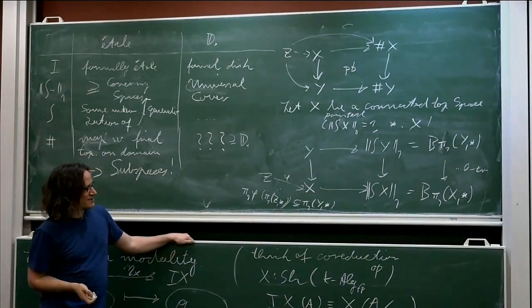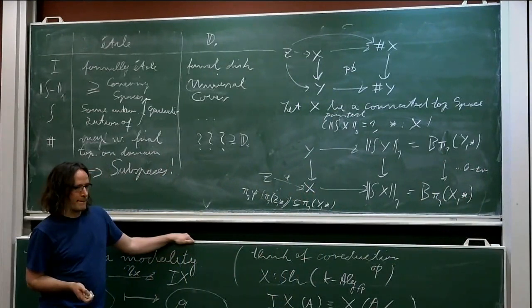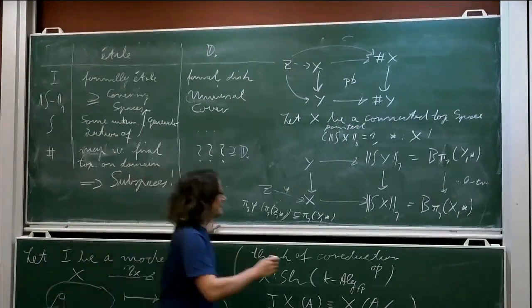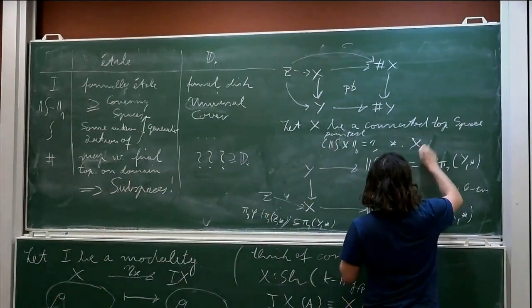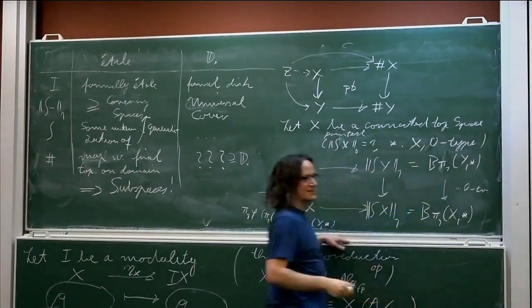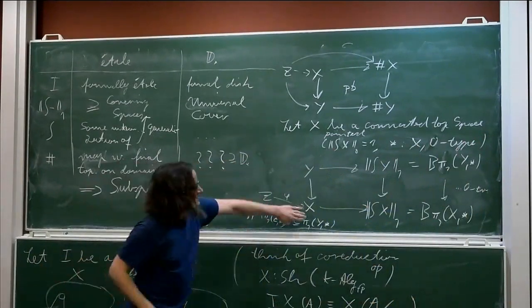If it is 0 truncated, then it's an actual covering space. But in general, it might not be. It might just be some group homomorphism. Oh, sorry, I'm forgetting again. I almost said it, but let's just say everything on this side is a 0 type.